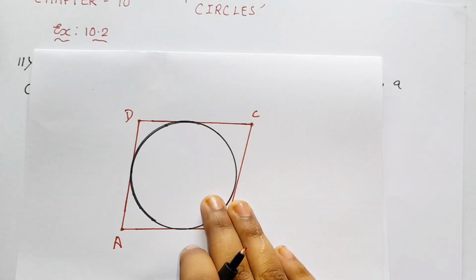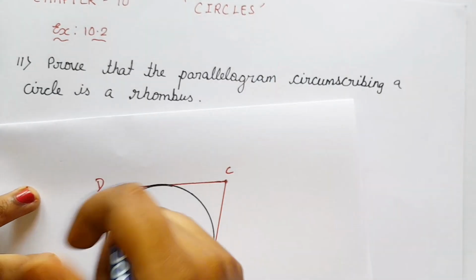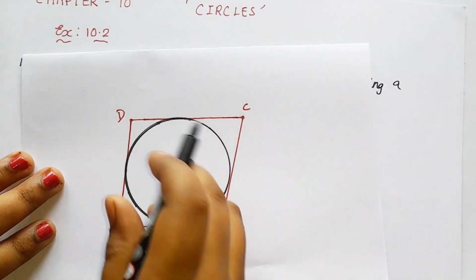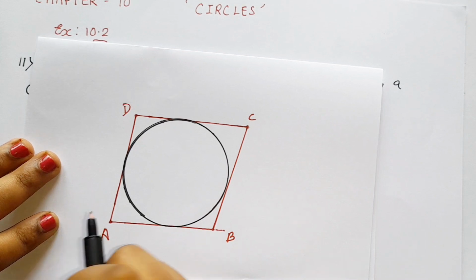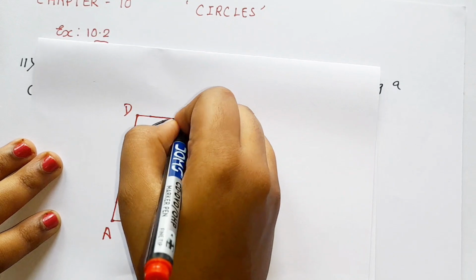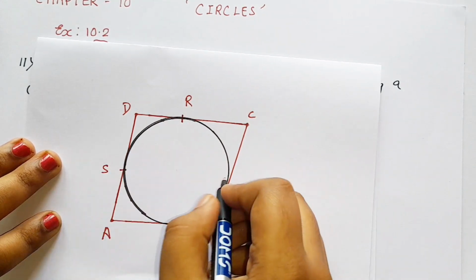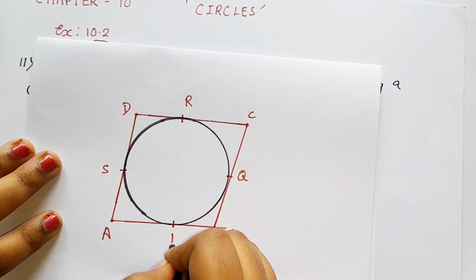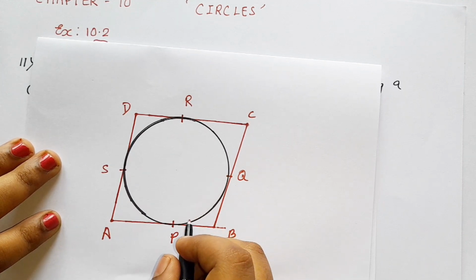Okay guys, so here now this is the circle. So according to the question, the parallelogram is circumscribing a circle. So there is a parallelogram which is circumscribing a circle, which means it is attached to the circle. So this is the parallelogram ABCD, and here I am going to name this as R, here it is S, here it is Q, and here P. Okay. So now the question is, we are supposed to show it as a rhombus.